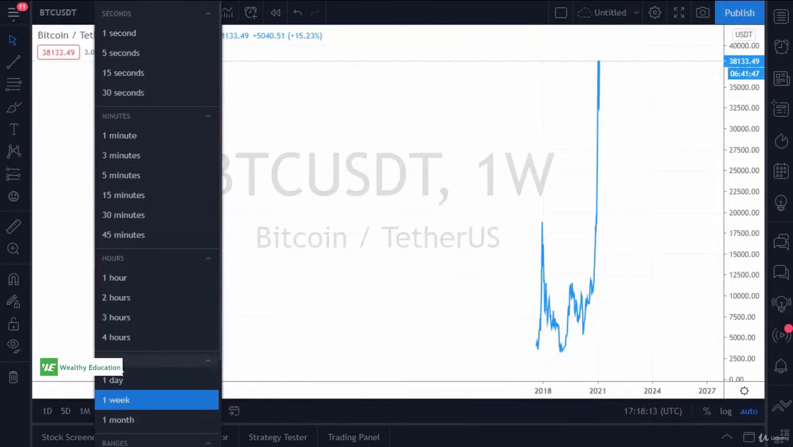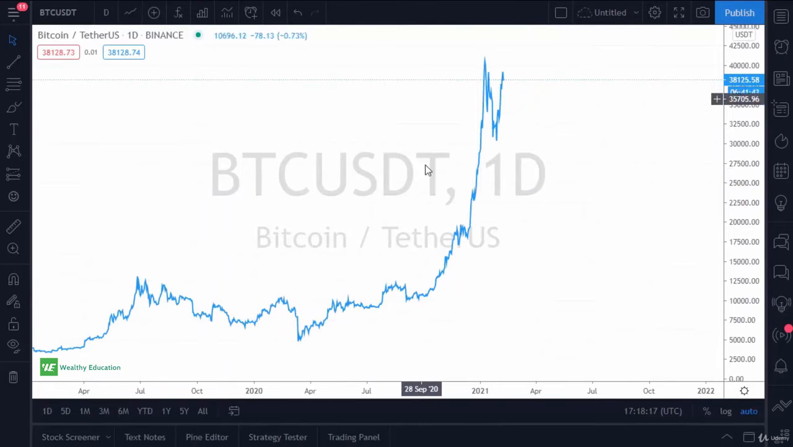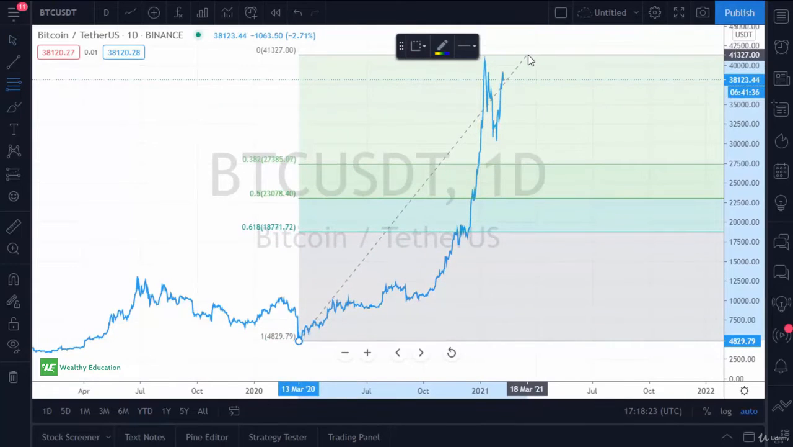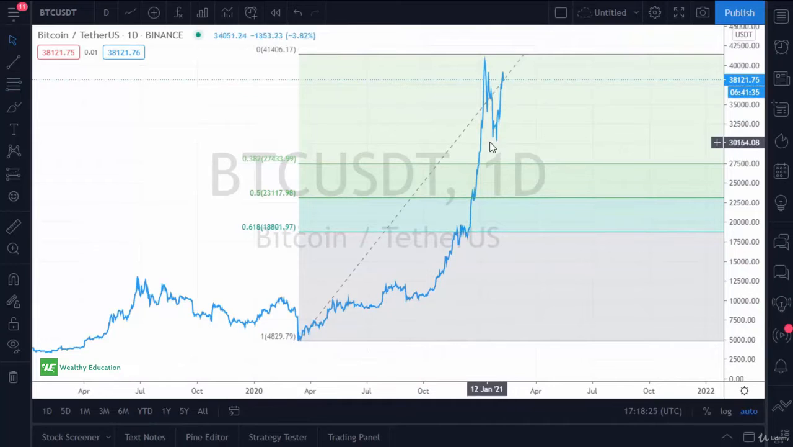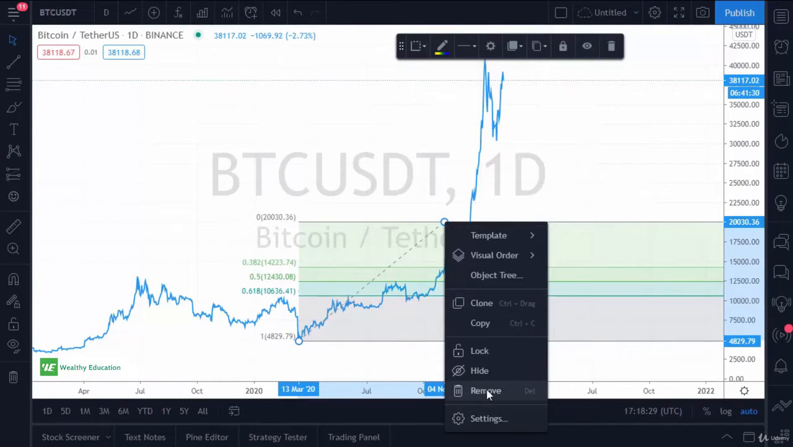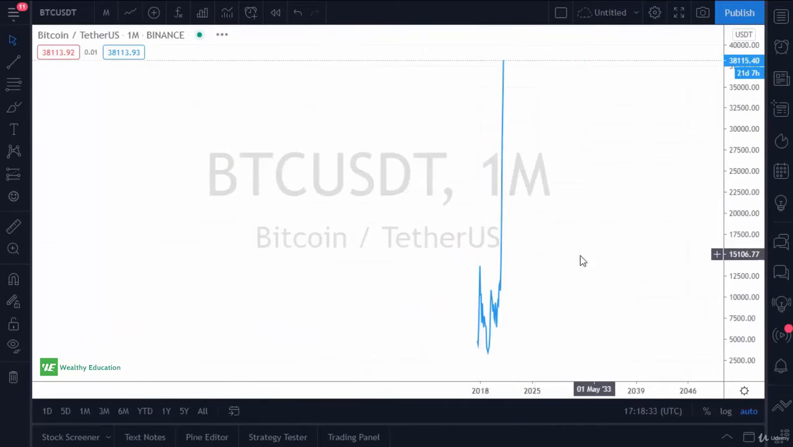So on the daily chart, you can see, this is going to show us the same thing. We could even go further. And it doesn't take a whole lot to imagine that maybe the 23 held there. But let's get rid of that, and let's take a look at the monthly chart. And that's going to be straight up.